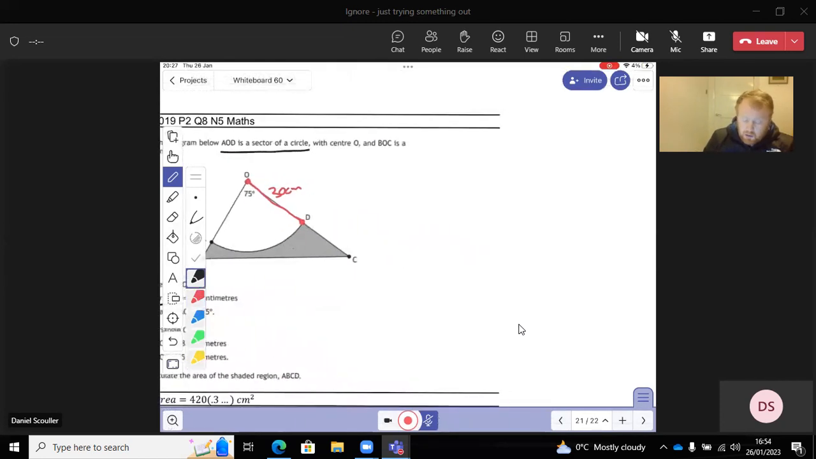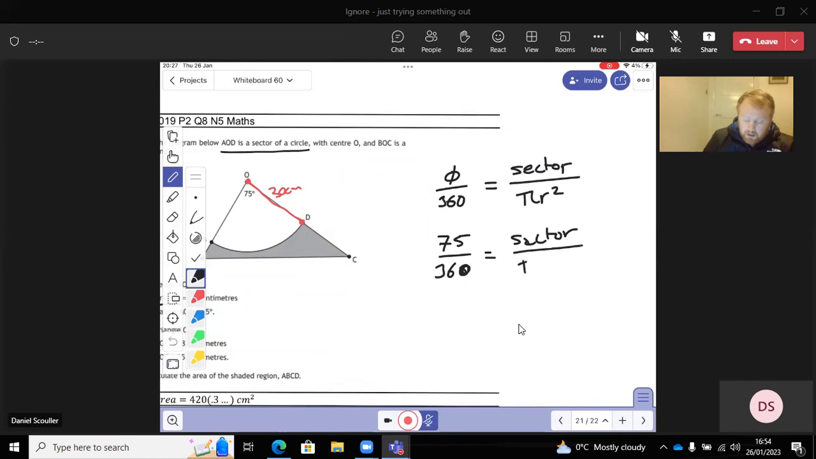So the equation was the angle that we're given over 360 equals sector, the area of the sector over the area of what that whole circle would have been, which is the calculation pi r squared. Putting in our known values, 75 over 360 equals sector over pi times 30 squared.